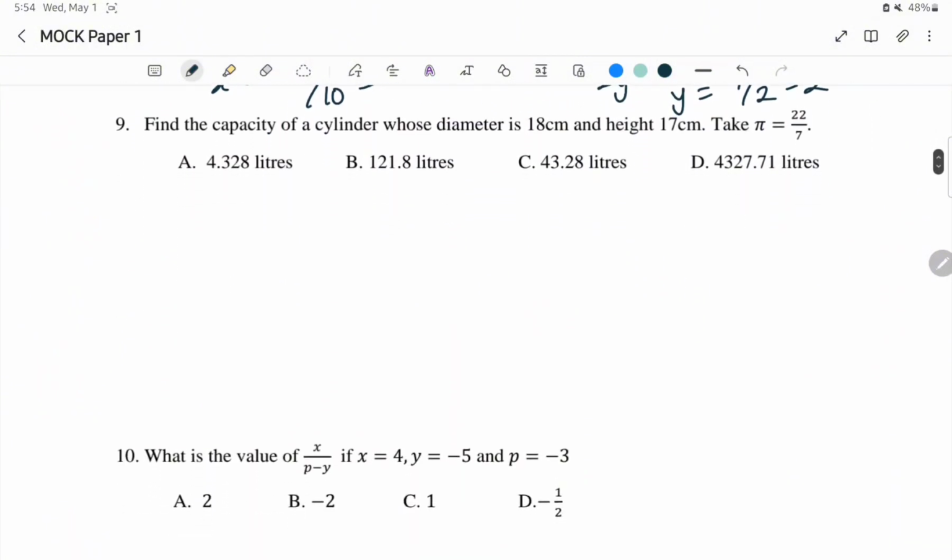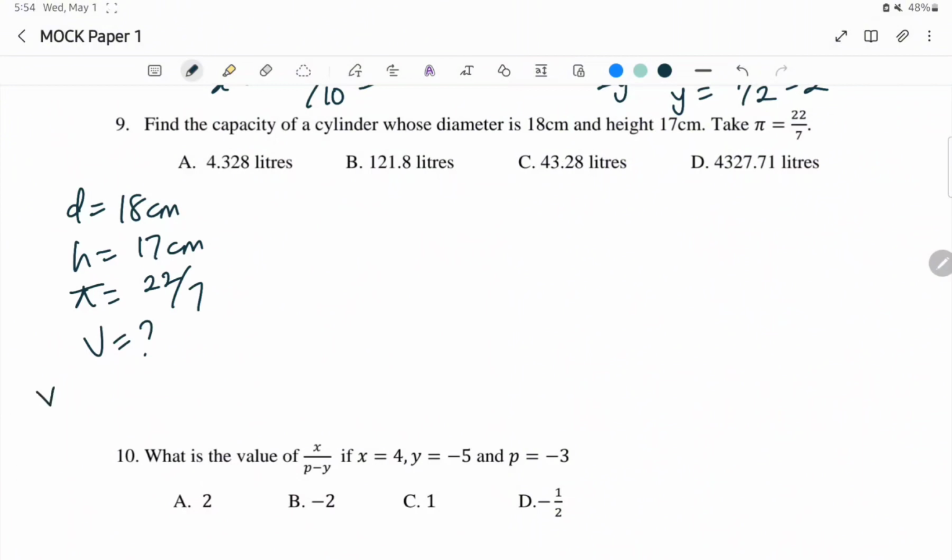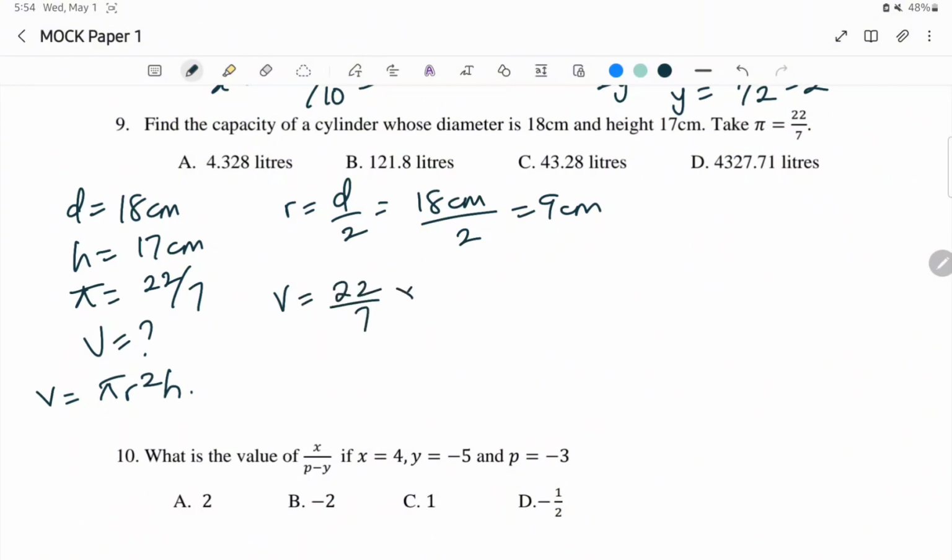Question number 9. Find the capacity of a cylinder whose diameter is 18 centimeters, height is 17 centimeters. The value of pi we are asked to use is 22/7, and we are looking for the volume. Well, the formula for volume of a cylinder is pi r squared h. So the radius is simply half of the diameter, which is 18 centimeters over 2, and that's 9 centimeters. So that means V equals 22/7 multiplied by 9 squared, which is 9 times 9, times height, which is 17 centimeters.